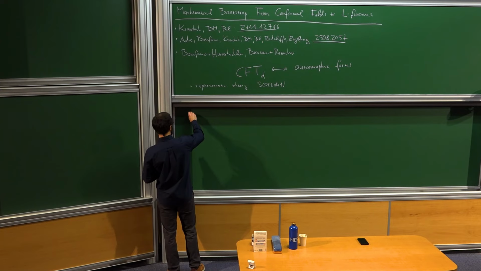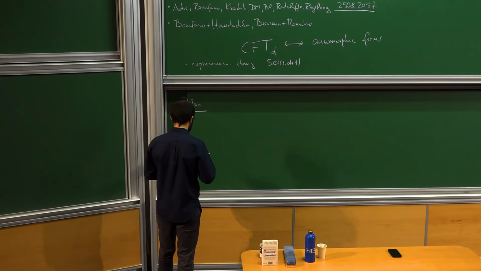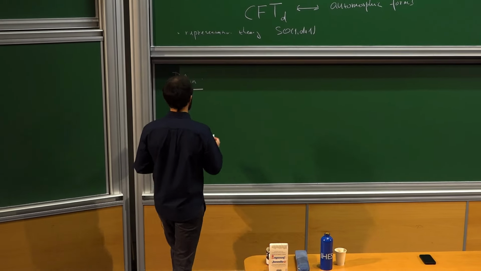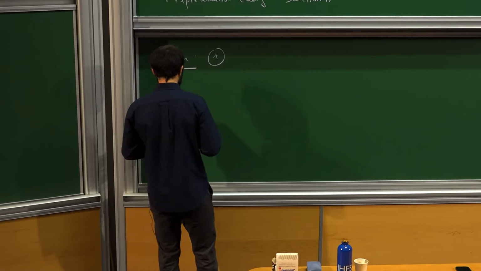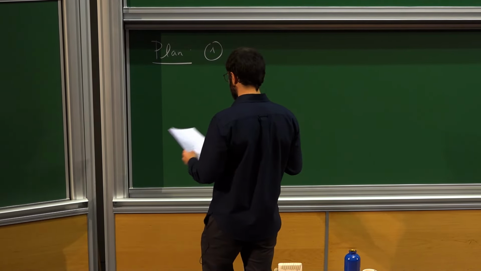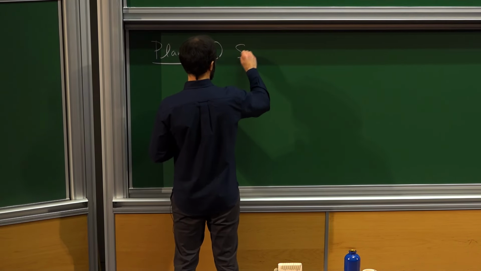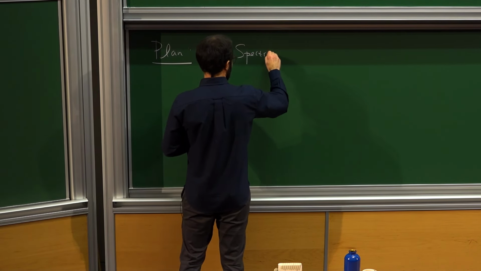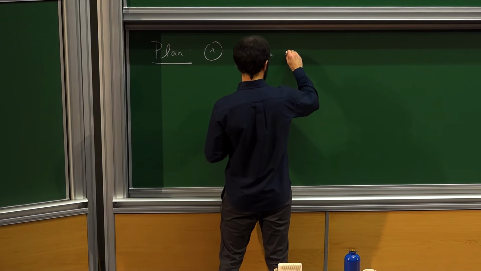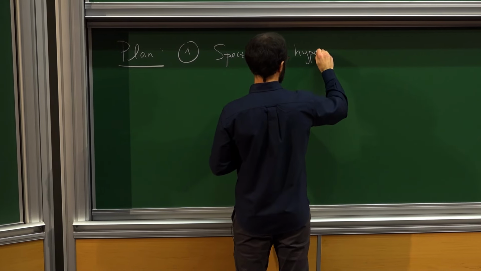The plan is the following. There'll be roughly 4 parts. The first 2 parts will be a review of some basic material in mathematics. I apologize to the mathematical experts in the audience, because this is probably going to be quite slow for you. First, I'll review the necessary or relevant ingredients of the theory of spectra of hyperbolic surfaces.